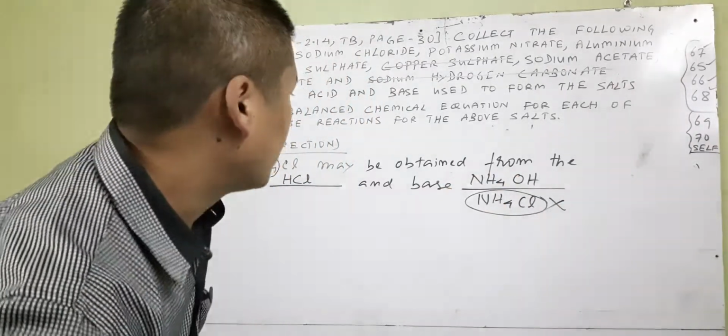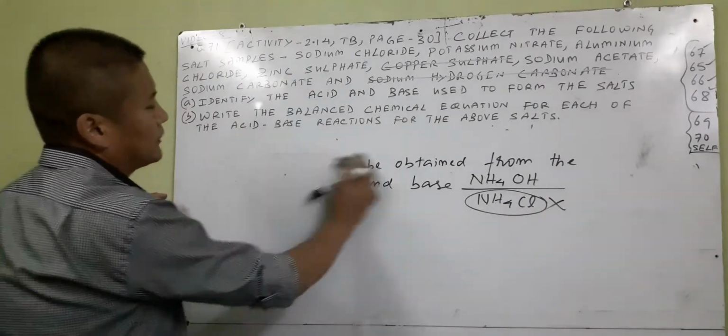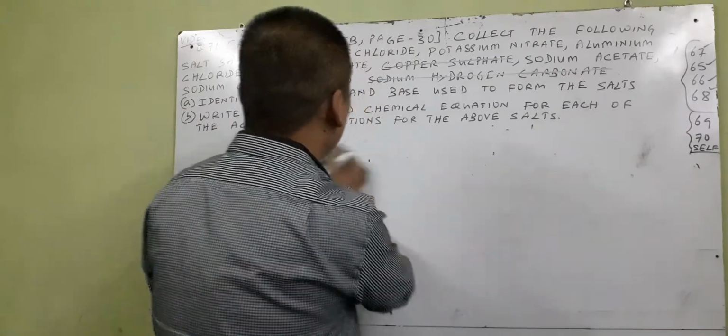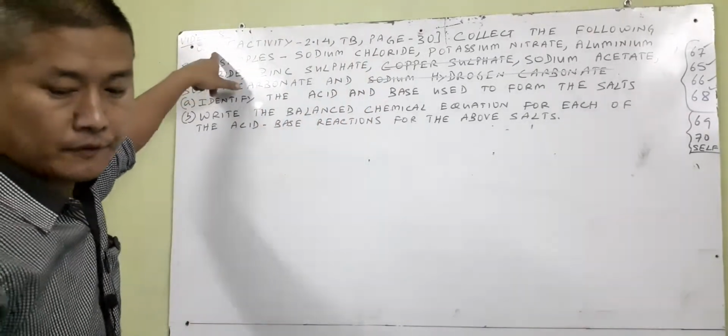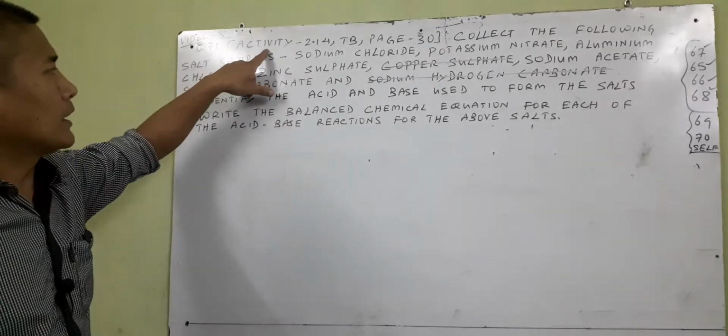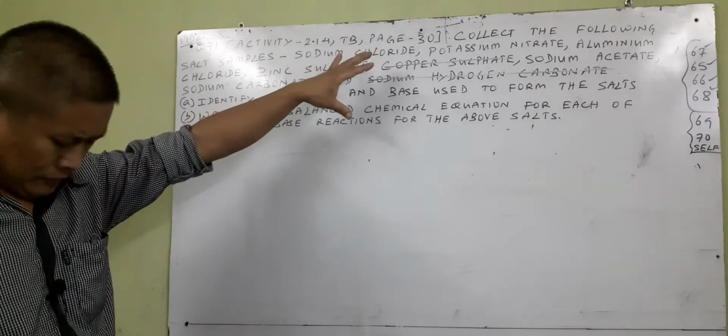Okay, now we go to video 8, the last video before the TEST-2D, I think. So look here now. Question 71 on your tuition note. And if you don't have the tuition note also, it is activity 2.14, textbook page 30, okay?